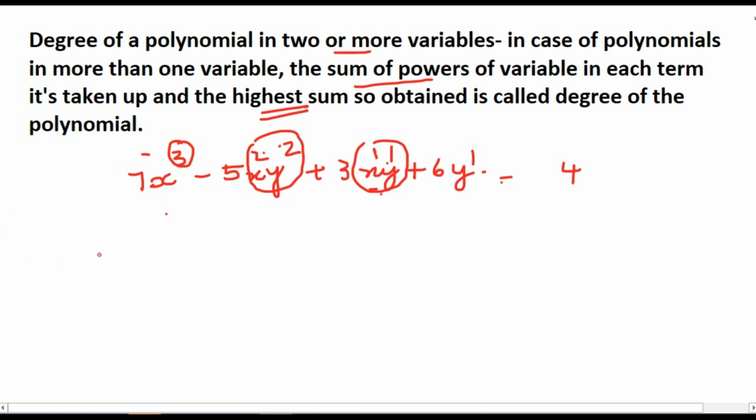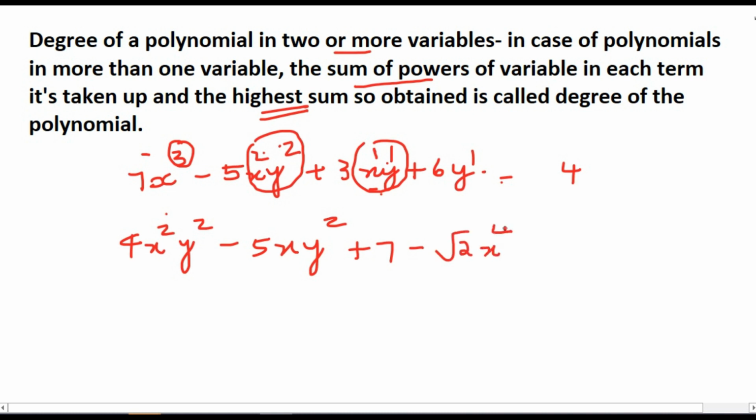One more example. 4x square y square minus 5x y square plus 7 minus root 2 x to the power of 4. Here also you can add 2 plus 2, 4. So here it is 4. Here 1 plus 2, 3. And here it is 4. So the highest power is 4. So the degree of this polynomial is also 4.